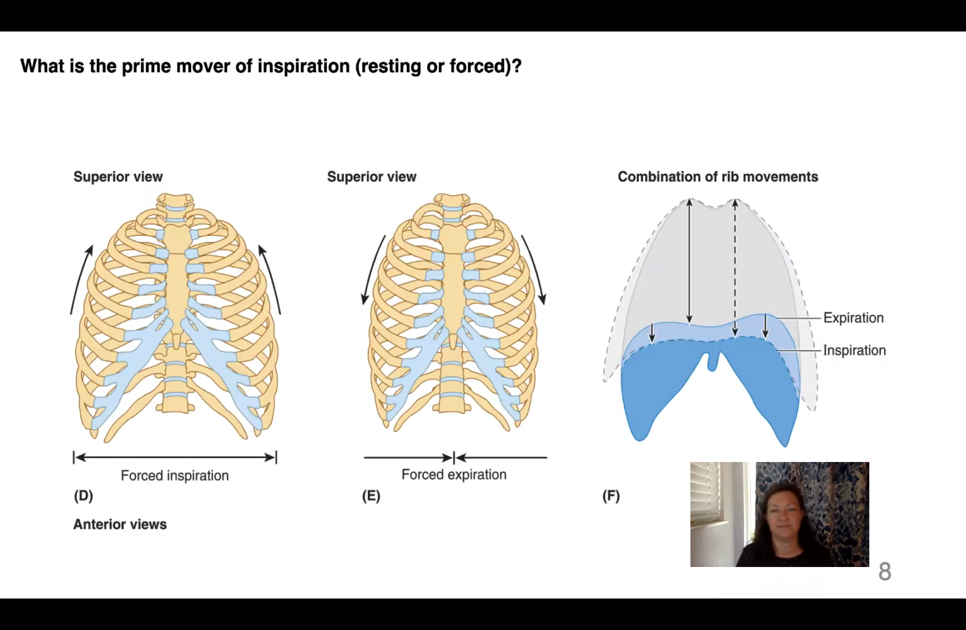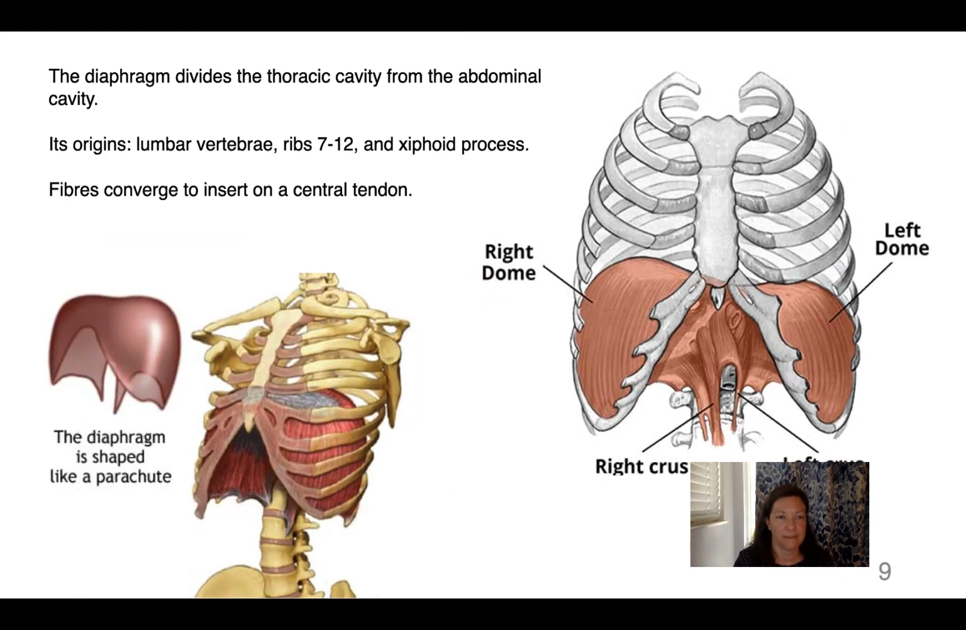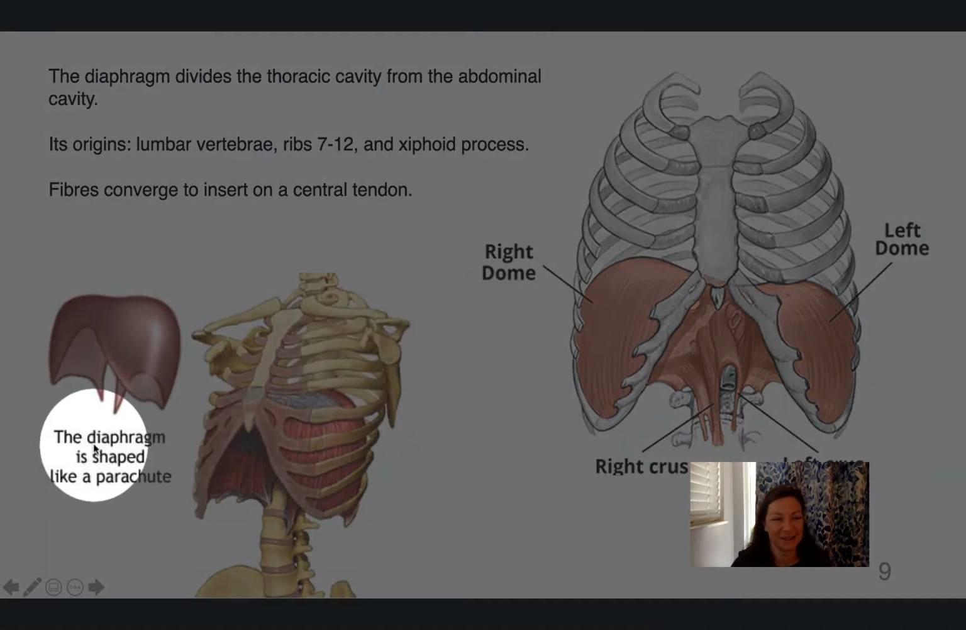Now, the prime mover of inspiration, resting or forced, is, I hope you're very familiar with, the diaphragm. So it is the diaphragm that primarily achieves these movements. And the diaphragm is, like this little yoga website reference, shaped a bit like a parachute, and it actually does, that works.